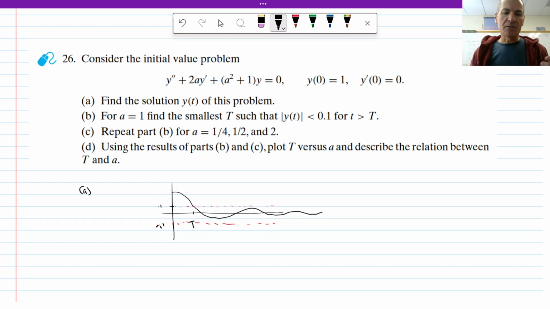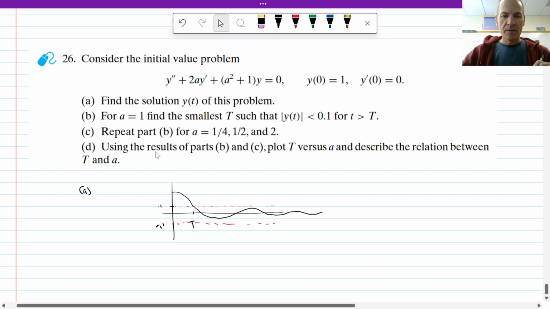And you can kind of see how this works. If I made that smaller, if I pinched this little range together so that maybe it was 0.05, negative 0.05, this capital T would go further out. Or if these oscillations started out higher, they would take a longer time to settle down into this range. So that's the idea here.